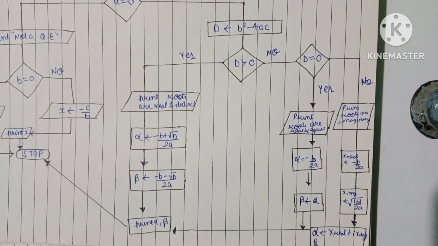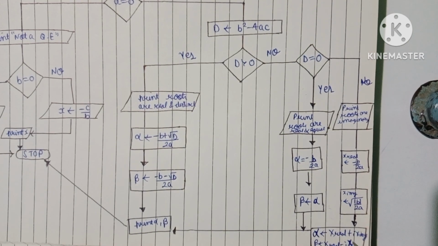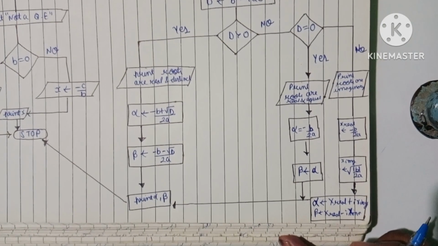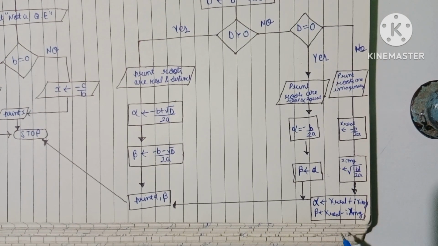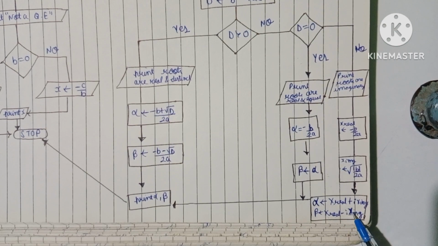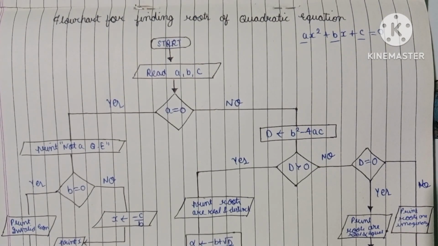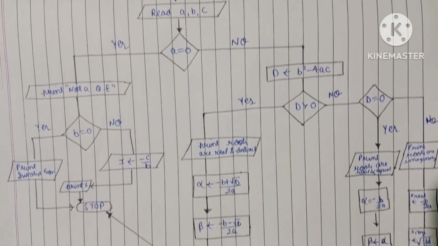and beta equal to x of real minus i of x imaginary value. It is alpha equal to x of real plus i into x imaginary value, and beta equal to x of real minus i into x imaginary value. Here i is defined as the iota value. Then we will print alpha and beta and stop the algorithm. So this is our flowchart for finding the roots of a quadratic equation.